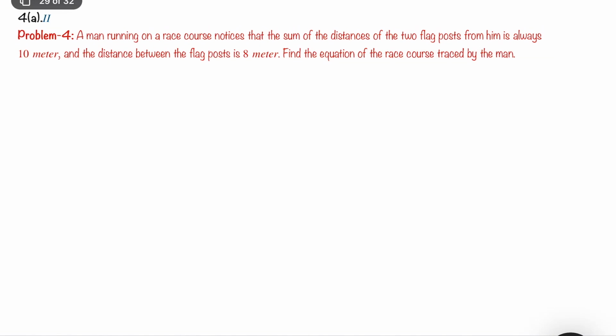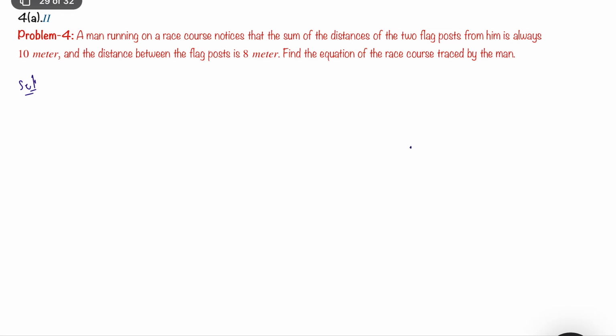Next, problem 4 from section 2 of the exercise 4A. A man running on a race course notices that the sum of the distances of the two flag posts from him is always 10 meters and the distance between the flag posts is 8 meters. Find the equation of the race course traced by the man.